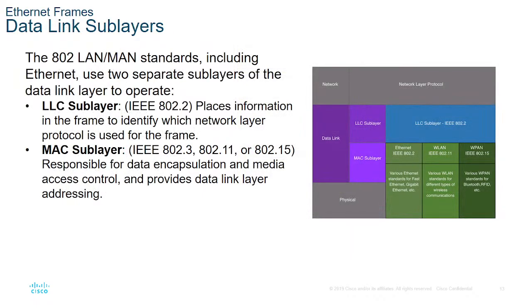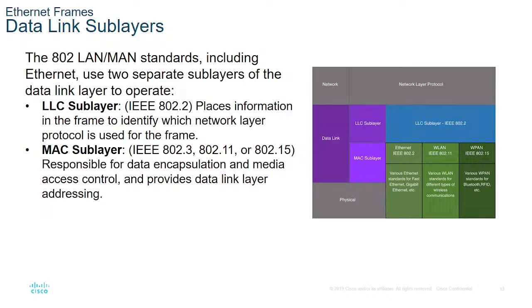The 802 local area network and metropolitan area standards, including Ethernet, make use of the two sublayers. We talked about the logical link control sublayer. This one is responsible for placing information to identify which network layer protocol is being used in the frame. Since this is the sublayer that's closest to the network layer, it's responsible for the communication with the network layer. So it will include the information it has learned from the network layer.